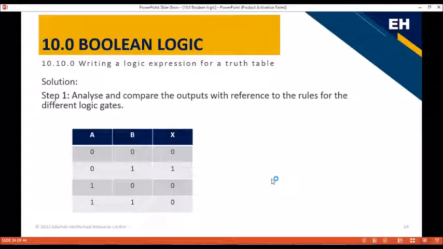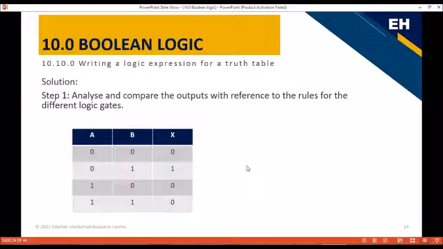The next one is the OR gate, which states that the output can only be 0 when both inputs are 0. Otherwise, the output should be 1. So it doesn't apply here. We only have 1 output instead of 3 1 outputs.